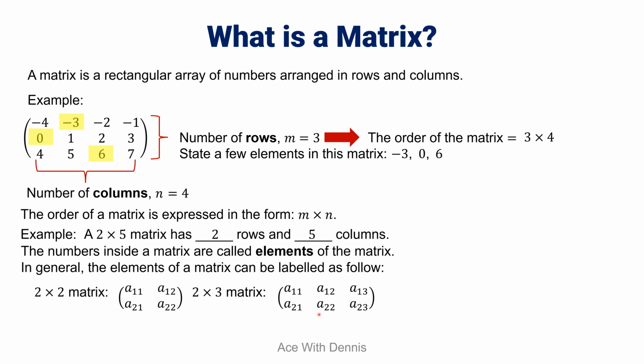Again, the numbers over here indicate the location of the element. So let's say this one, A22, means this element is in the second row and second column.